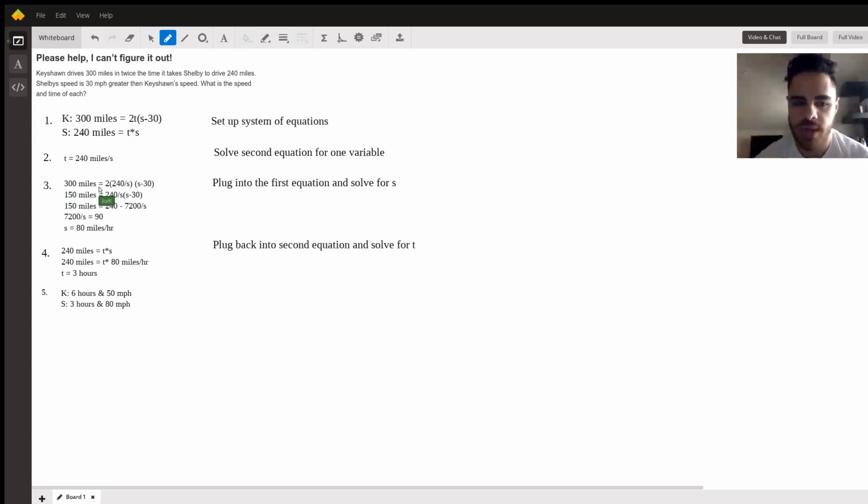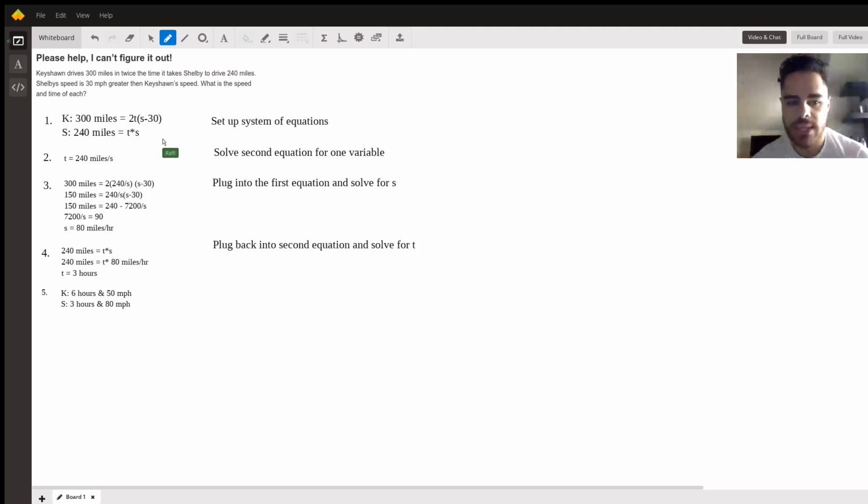The 300 miles equals 2t. Instead of t, I put 240 miles divided by s times s minus 30. And then after dividing both sides by 2 and then distributing the 240 over s and then cross multiplying, you get s equals 80 miles per hour.